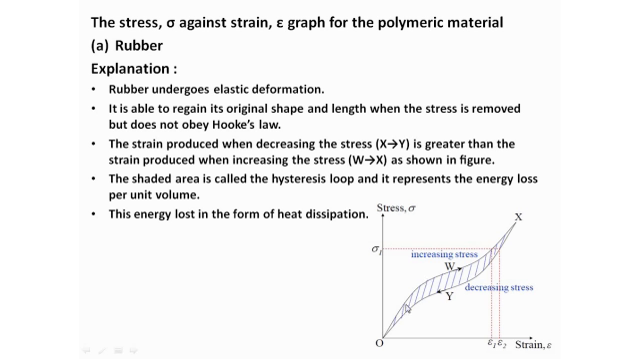So this shaded area is known as what? The hysteresis loop. This hysteresis loop, the shaded area, represents the energy loss per unit volume. This energy loss is lost in the form of heat dissipation, meaning heat will be released. Clear?